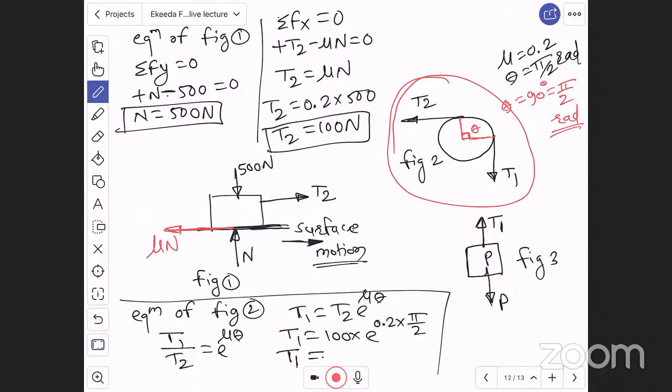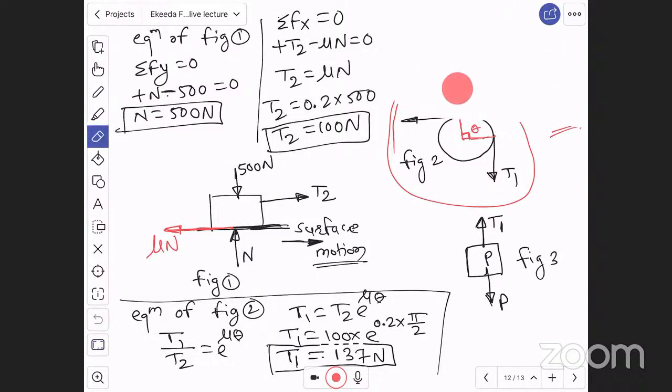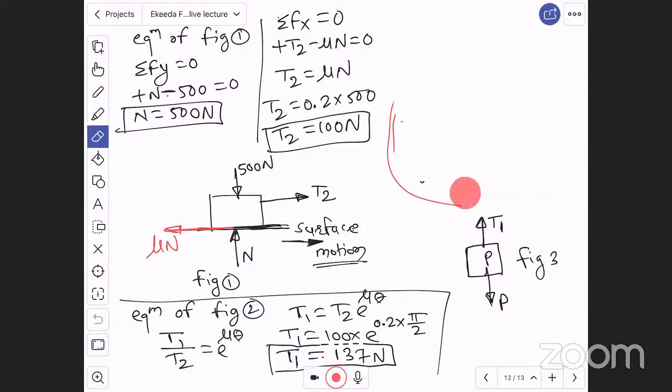Tell me your answer. Solve for T1. I think T1 will be near about 137 Newton. This is the value of T1. Check your answer, my dear students. Whatever may be the answer, check your answer and tell me whether I am correct or wrong.